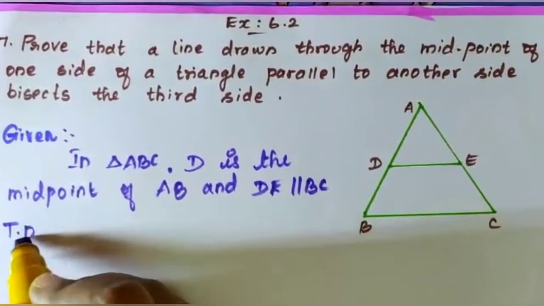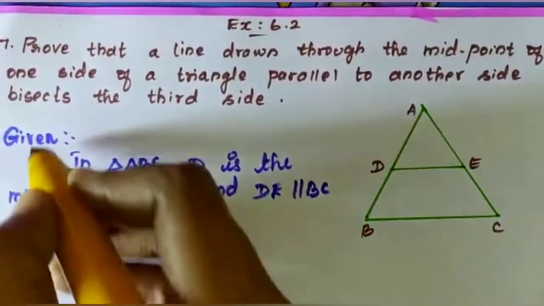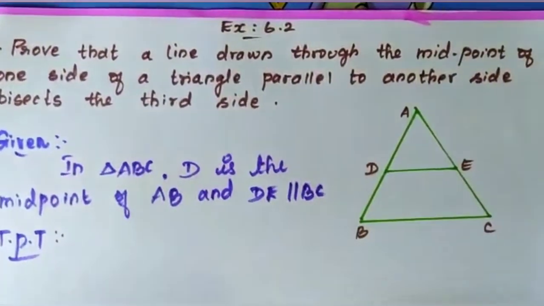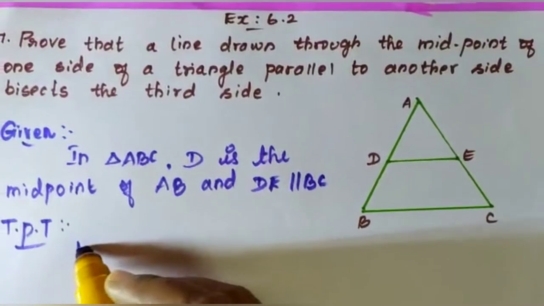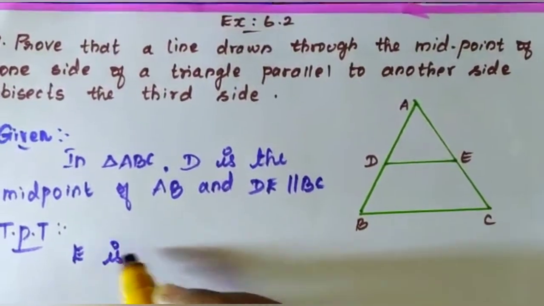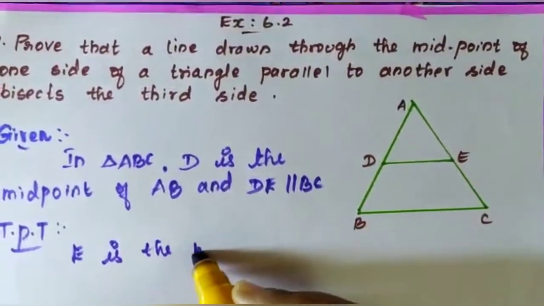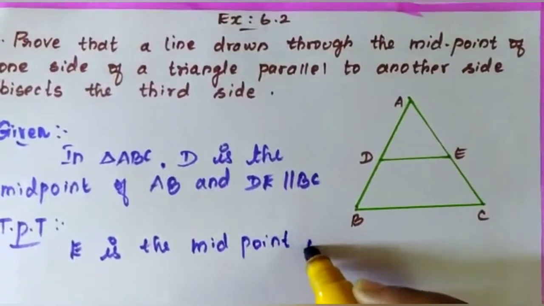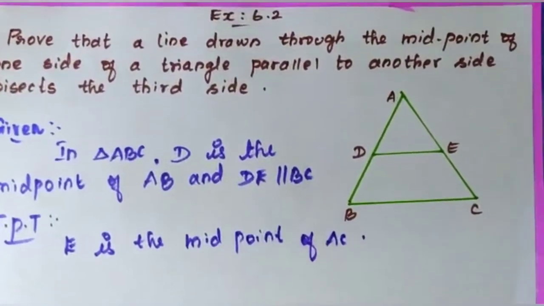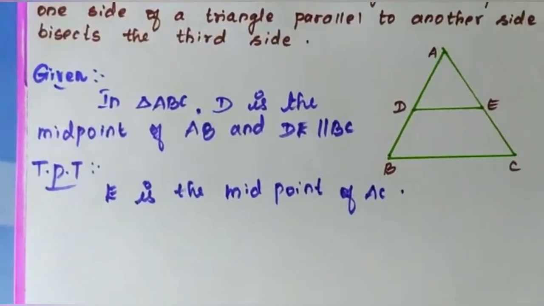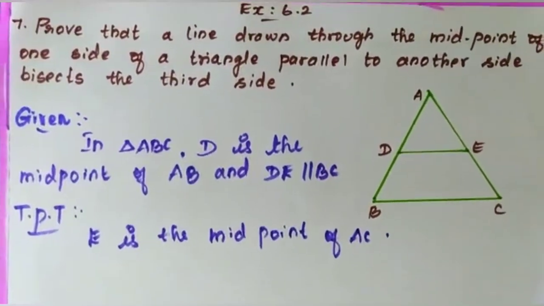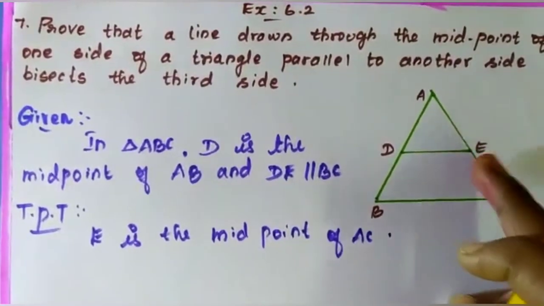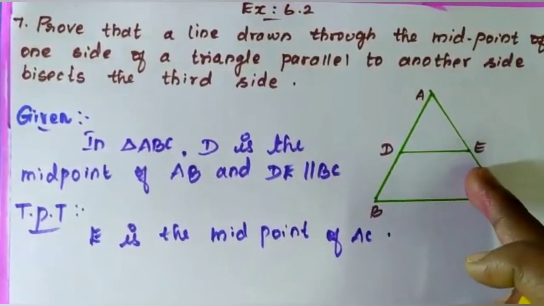Then what do we have to prove? Prove that the line bisects the third side. So we have to prove that E is the midpoint of AC. This only you have to prove. How can we prove that E is the midpoint? That is very, very important.